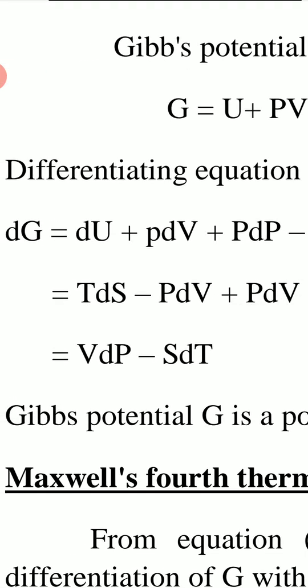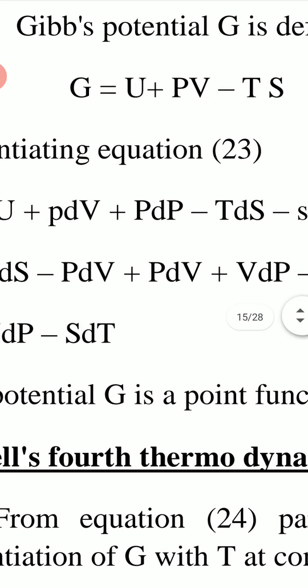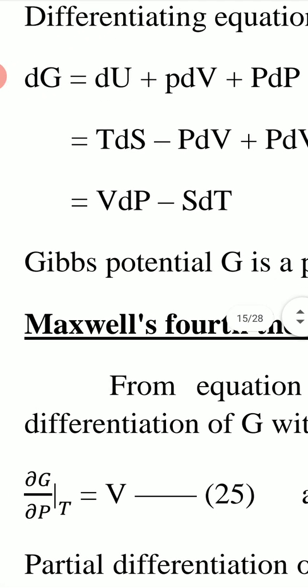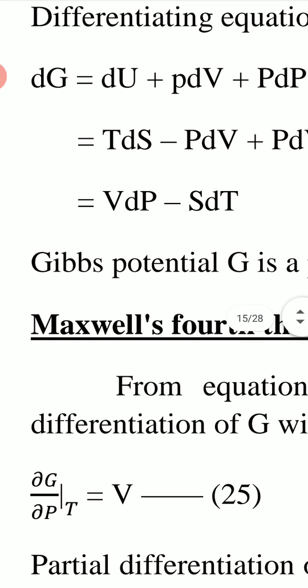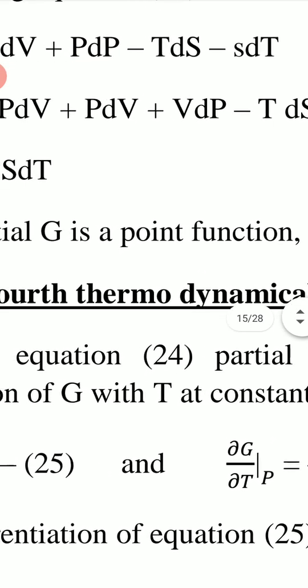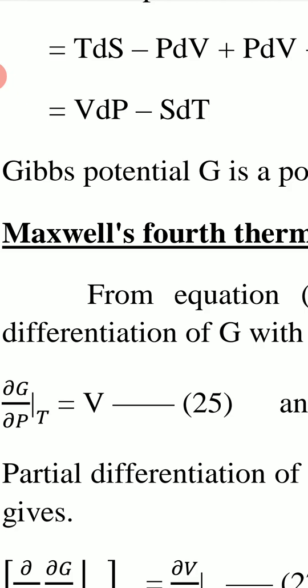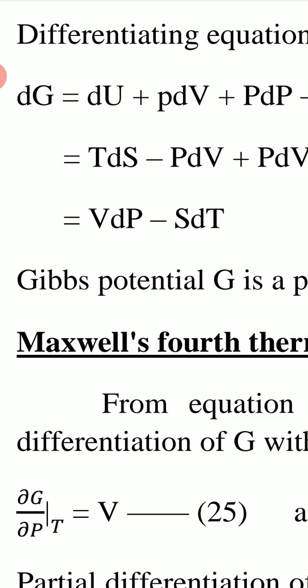Differentiating this equation, we get dG equal to dU plus PdV plus VdP. Correct it, it is not PdP. PdV plus VdP, then minus TdS minus SdT. Now 4 terms will be cancelled out. Here we also put the value of dU from equation 3, that is TdS minus PdV, and we have these terms. Out of these terms we cancel out 4 terms and the remaining terms will be these two, VdP minus SdT. dG equal to VdP minus SdT.